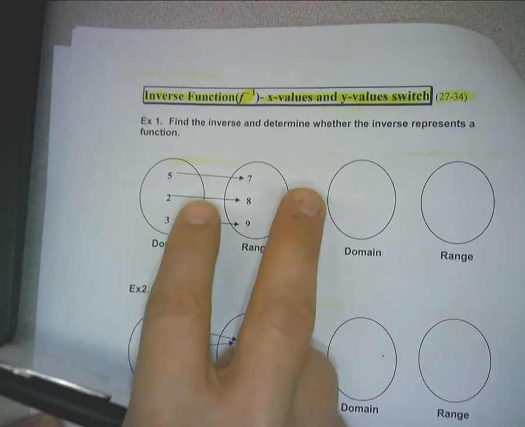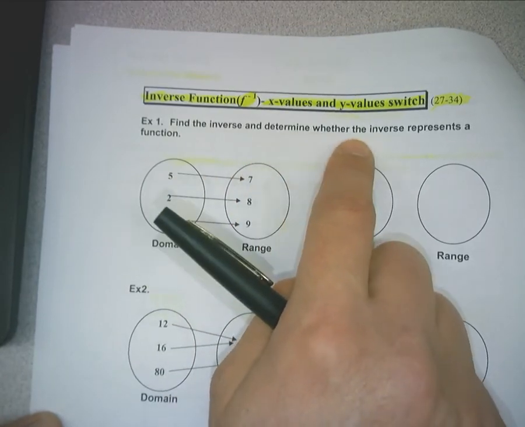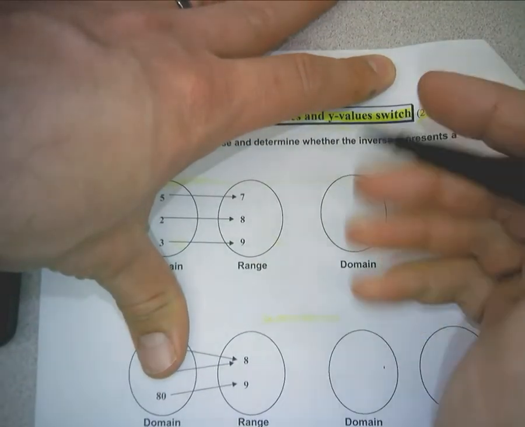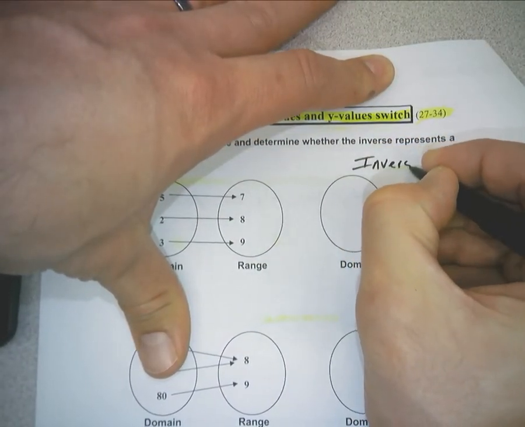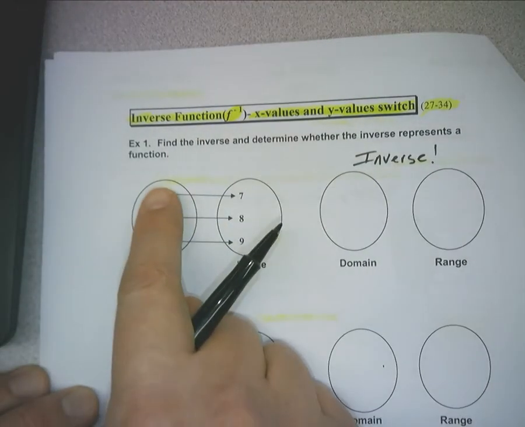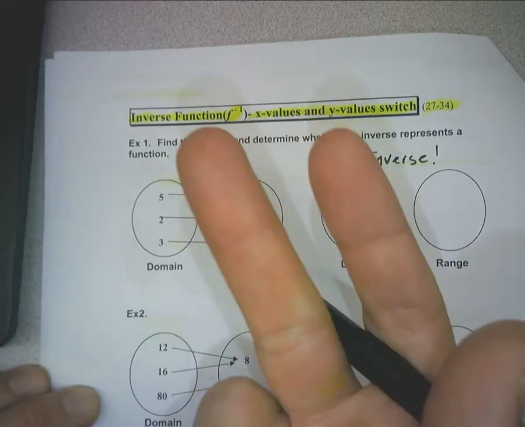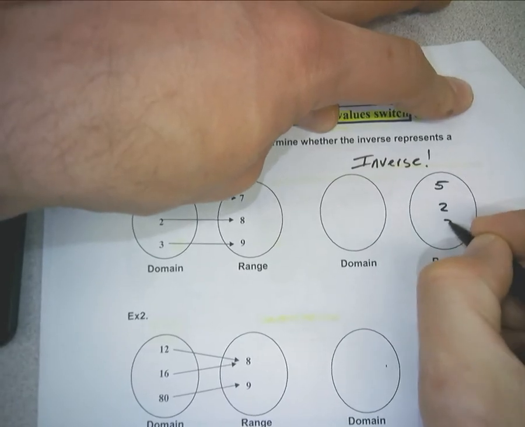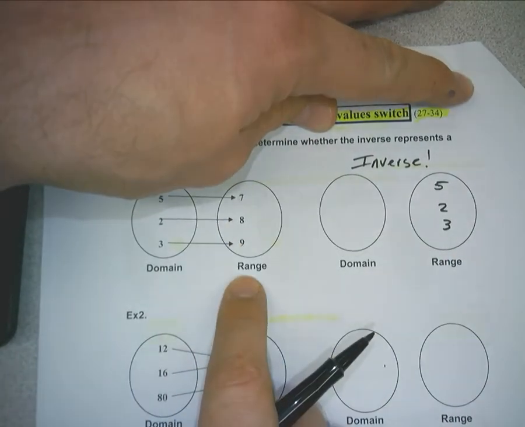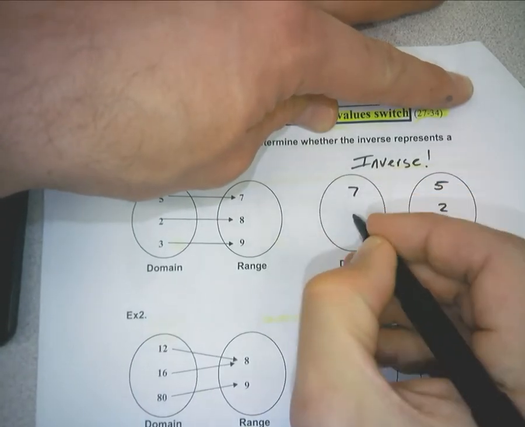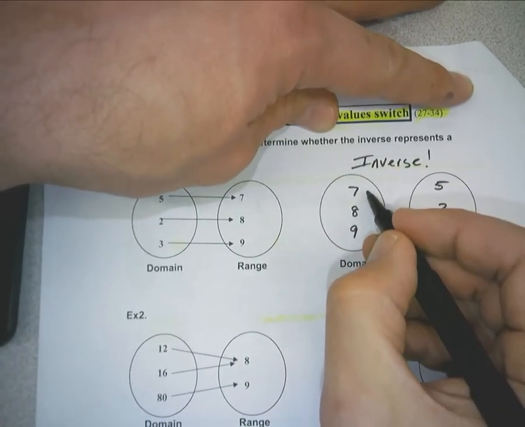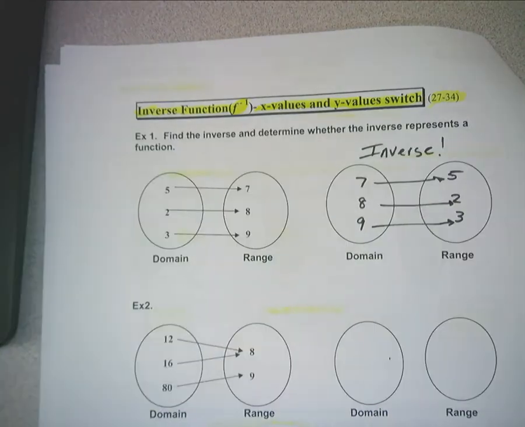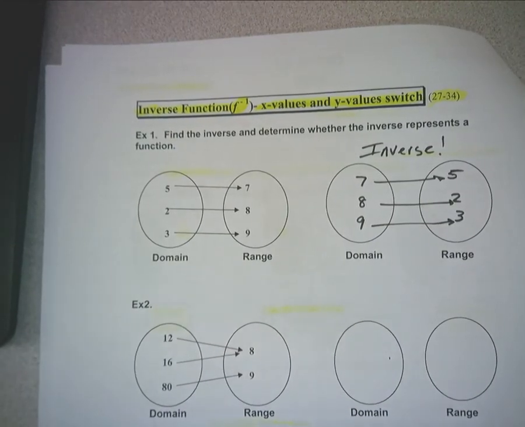So I've got a function, okay? It says find the inverse and determine whether the inverse represents a function or not. Okay, so this is a function. Now I want to come up with the inverse. These are my x's, these are my y's. I'm going to flip-flop them. So my domain is now my range. So 5, 2, and 3. And 7, 8, 9 was my range. Now that's my domain. Those are my x values, 7, 8, 9. And then now we have images over, like we had before. 5 goes to 7, now 7 goes to 5. 2 goes to 8, now 8 goes to 2, and 9 goes to 3.